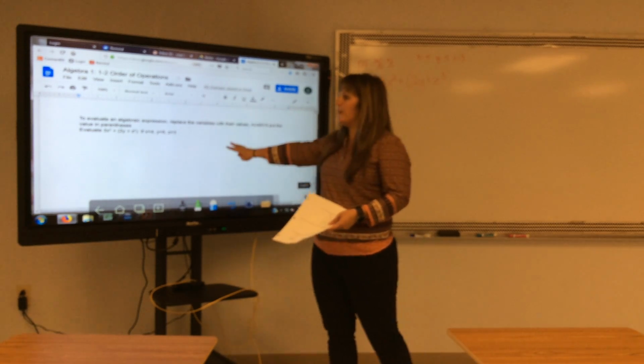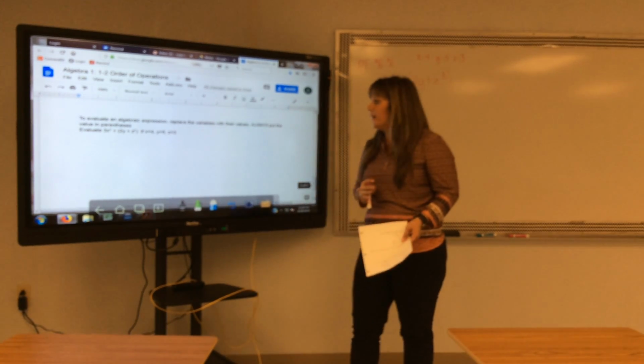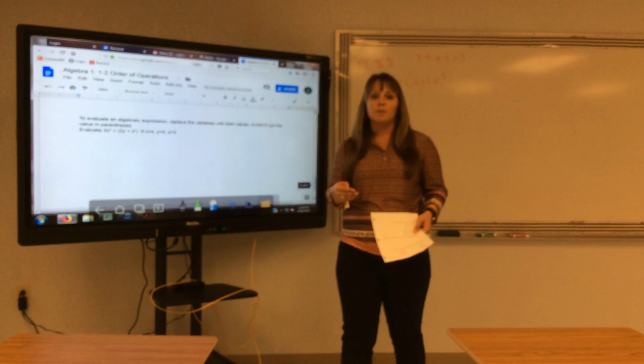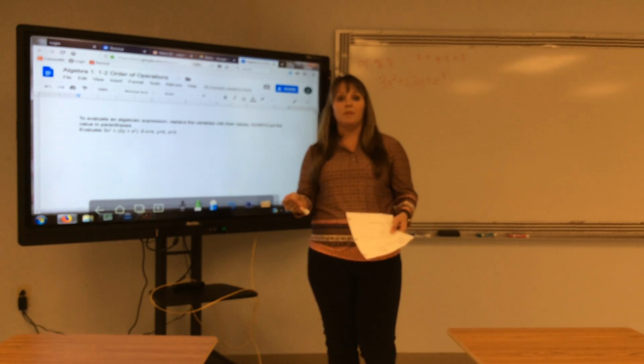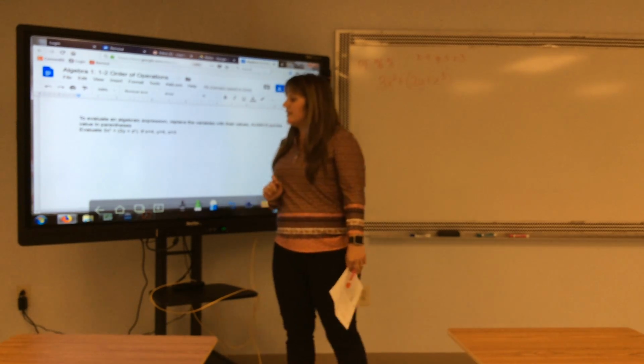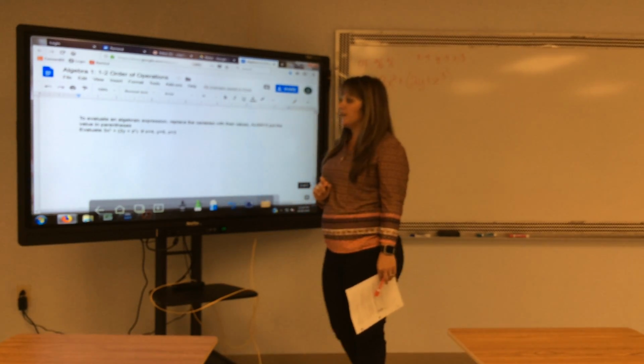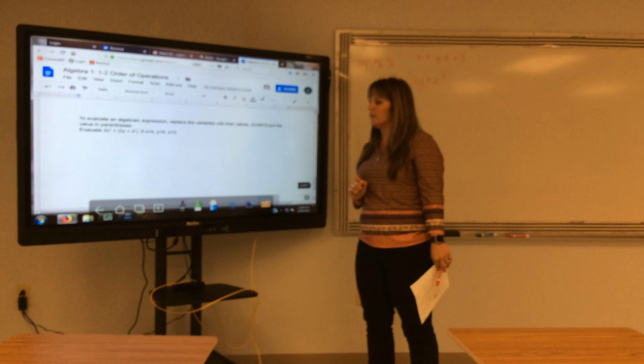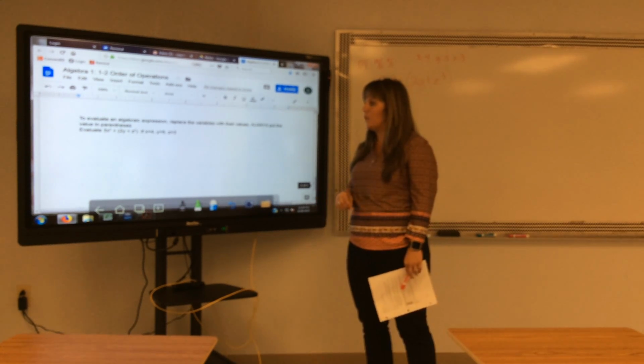So I'm going to go ahead and move down here to the bottom where you're evaluating algebraic expressions, replacing the variables with a specific number that is assigned to you in the problem. So your problem may look something like this, where it says evaluate 3x squared plus parentheses 2y plus z to the third power if x is 4, y is 5, and z is 3.